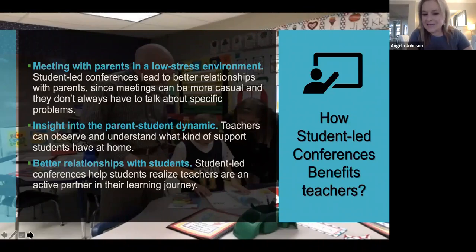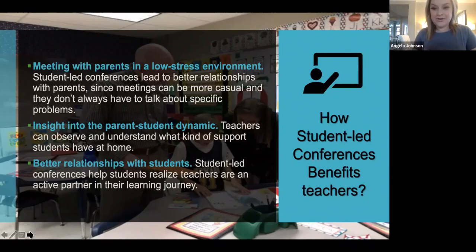Then insight into the parent-student dynamic. Teachers can observe and understand what kind of support students have at home. Also, students that are bilingual. For example, I had a student that spoke Vietnamese. The mom only spoke Vietnamese. So the student herself served as a translator, and she was able to help communicate her own performance and learning goals to the mom, and I was able to help out.